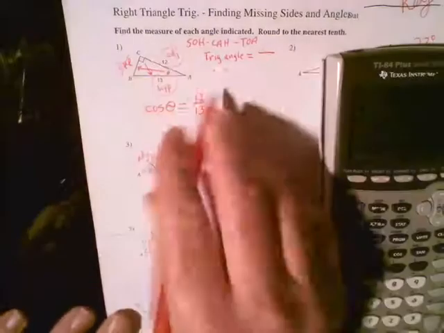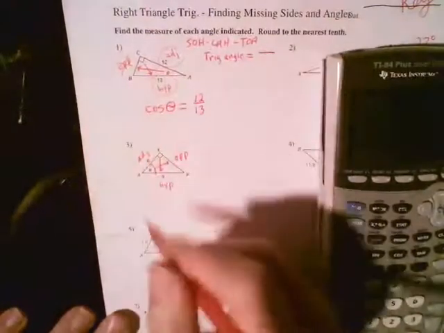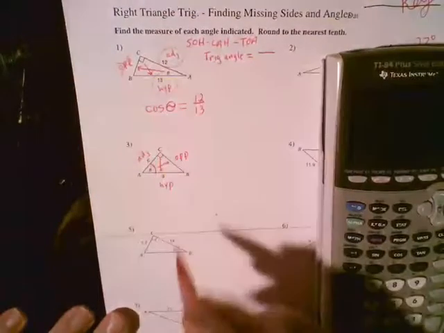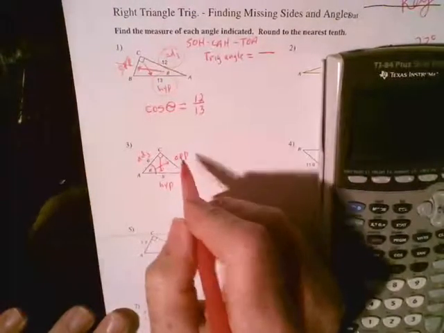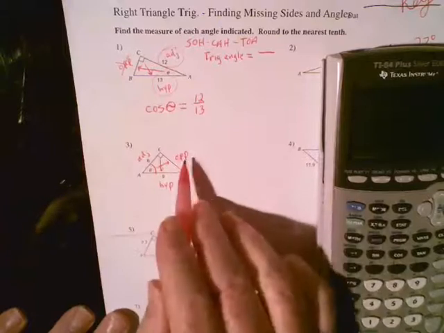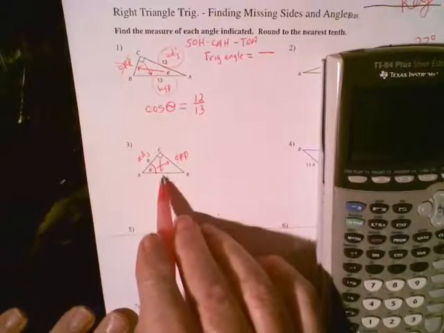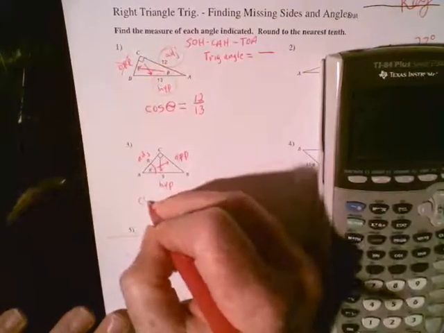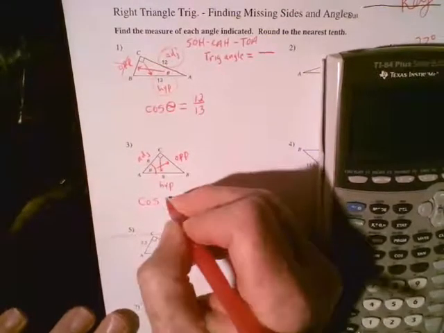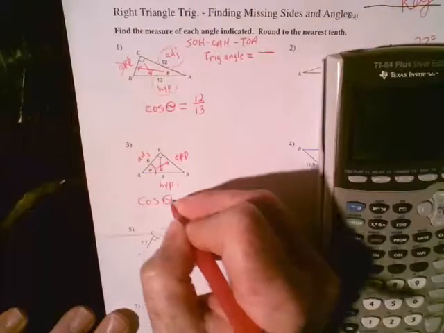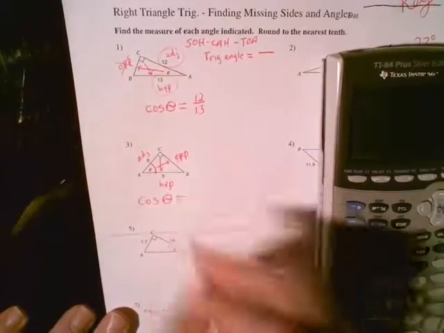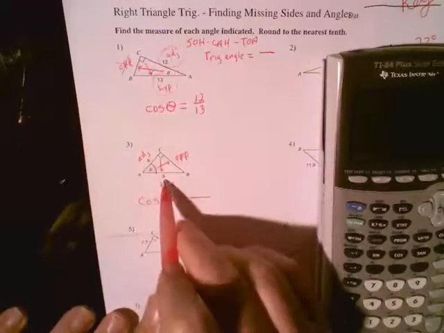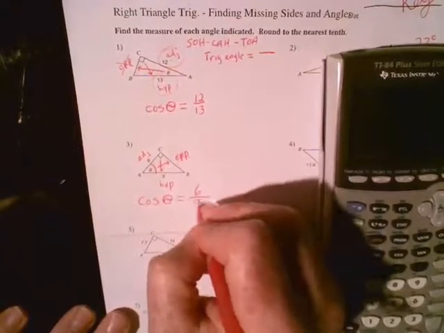We're going to set up our equation. Well, we've got to decide which trig ratio we're going to use. We really don't care about the opposite leg this time because we're not trying to find it, and they didn't tell it to us. So we're using these two, so we're again using cosine. So we do cosine of theta, that's our angle, equals adjacent over hypotenuse, so 6 over 9.